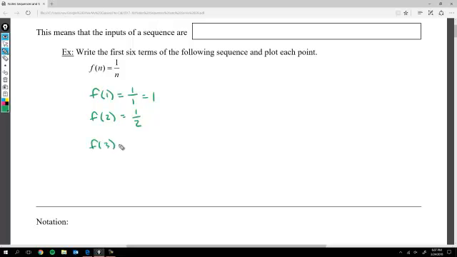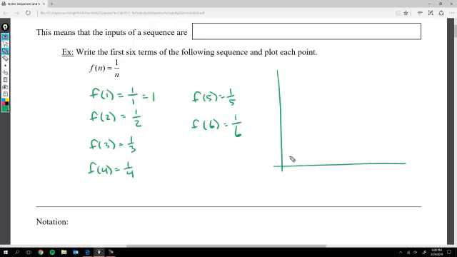If I plug in 3, I get a third. If I plug in 4, I get a fourth. If I plug in 5, I get a fifth. And last but not least, when I plug in 6, I get a sixth. Okay, so not too bad. You're literally just plugging in 1 and then you're counting upwards, and those are the numbers that you plug in. And if we were to graph this, well, let's just see.